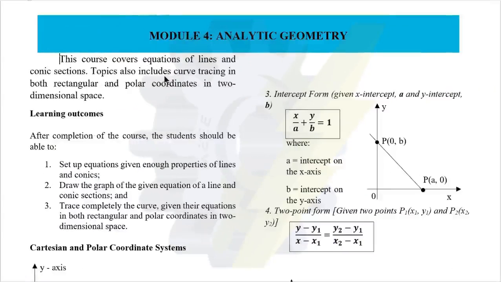So last part of this subject is about analytic geometry. So we will be talking about straight lines or equations of lines, the conic sections, and the topic also includes curve tracing in both rectangular and polar coordinates in two-dimensional space. One example of a straight line is this one, okay? Sloping down to the right or sloping up to the right.